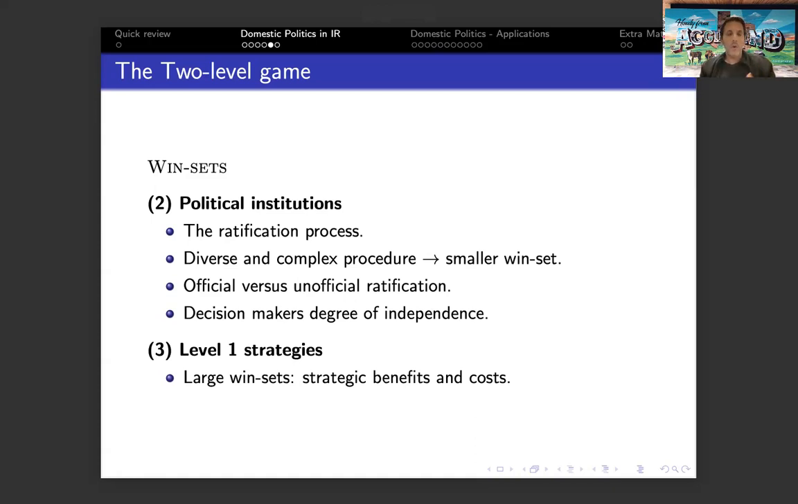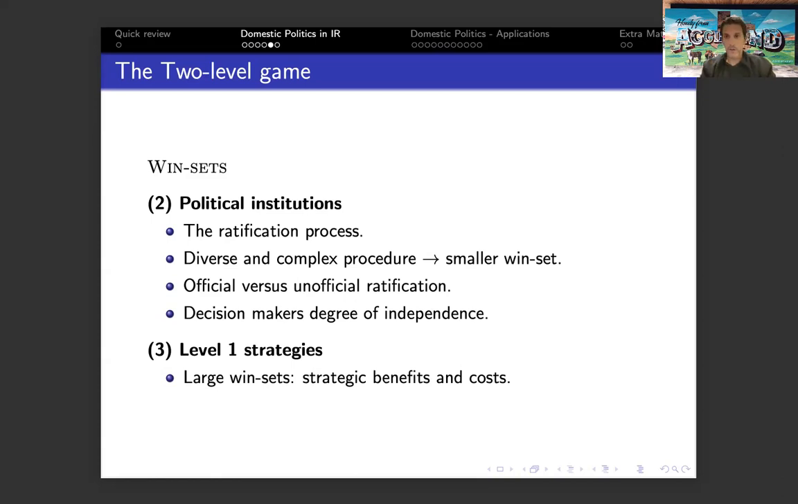So what negotiators are favored the most is that their adversaries or their counterpart will have a larger win set, and I will be aware of that, of course, and my win set will be relatively smaller. So I will have more bargaining power in that case.